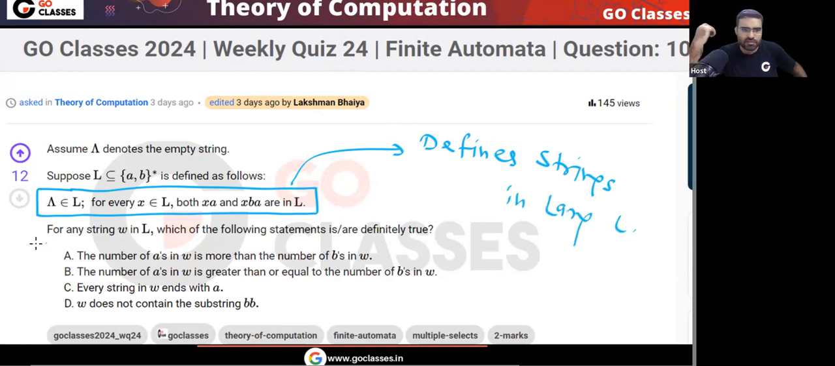So what is the definition? And the question is asking, for any string in L, which of the following statements are definitely true? Which statements are definitely true? This is the question. Okay, so let's solve it. What is the definition of L? The definition of L is given to you.